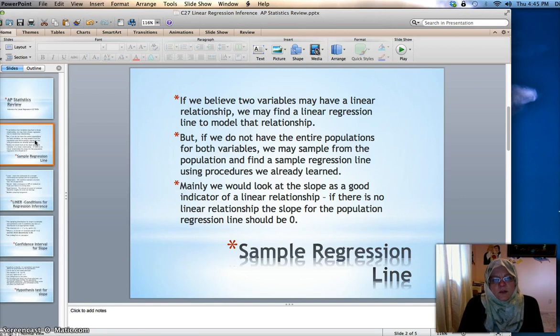But if you don't have the entire population for both variables, x and y, you may be sampling from a population and finding a sample regression line using procedures that we've already learned in chapters 7, 8, 9. Mainly, we would look at the slope as a good indicator of a linear relationship. If there is no relationship, the slope for the population regression line should probably be 0. So when we're using a sample to represent a population, inference procedures do come into play.